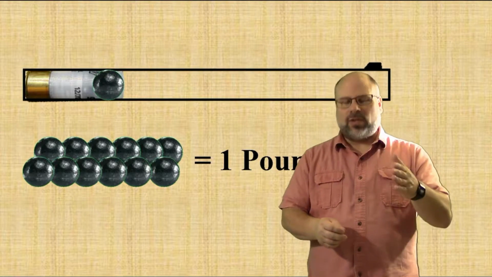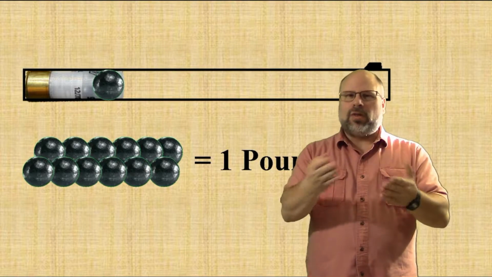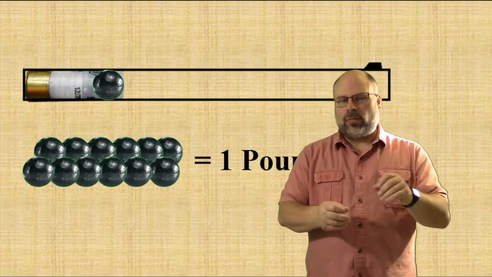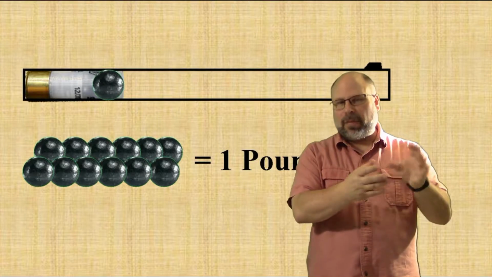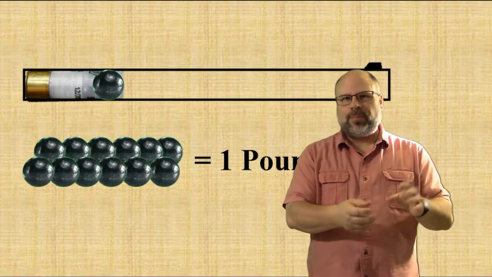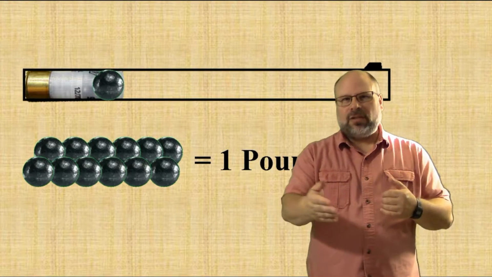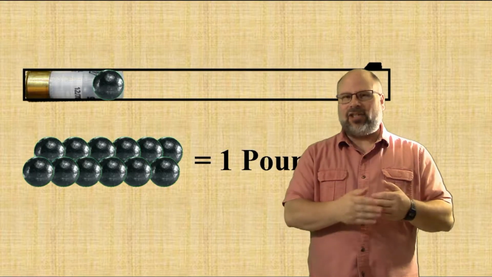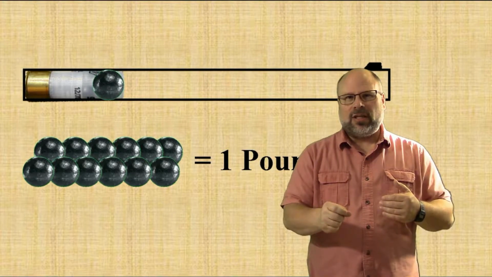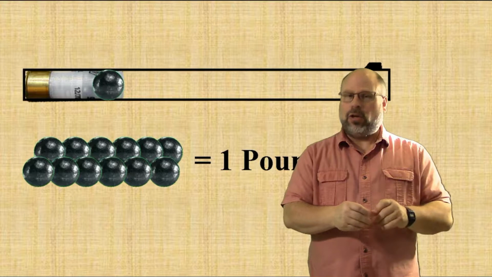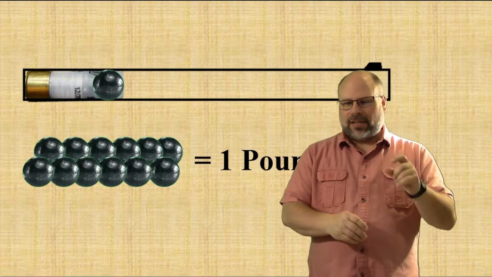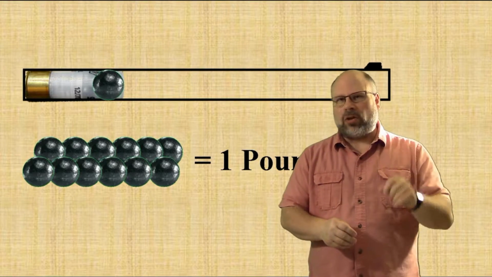A 10 gauge would take 10. Of course, the fewer the number, the bigger around they are. So of course that means the barrel and the bore is bigger. Going the other direction, 16 gauge would take 16 lead balls, which means they're a little bit smaller. And then you go to 20 gauge, and you take 20 of them, so it's even smaller yet.